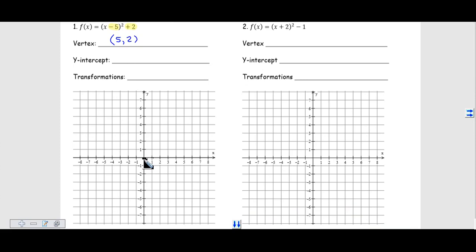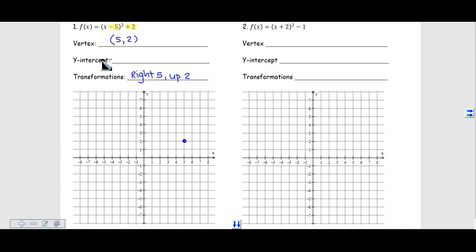As I'm putting this point on the graph, I'm going to talk about where I'm moving because my starting place is always 0, 0. To graph this point, I have to go right 5 and up 2. That is the transformation. Right 5, up 2.